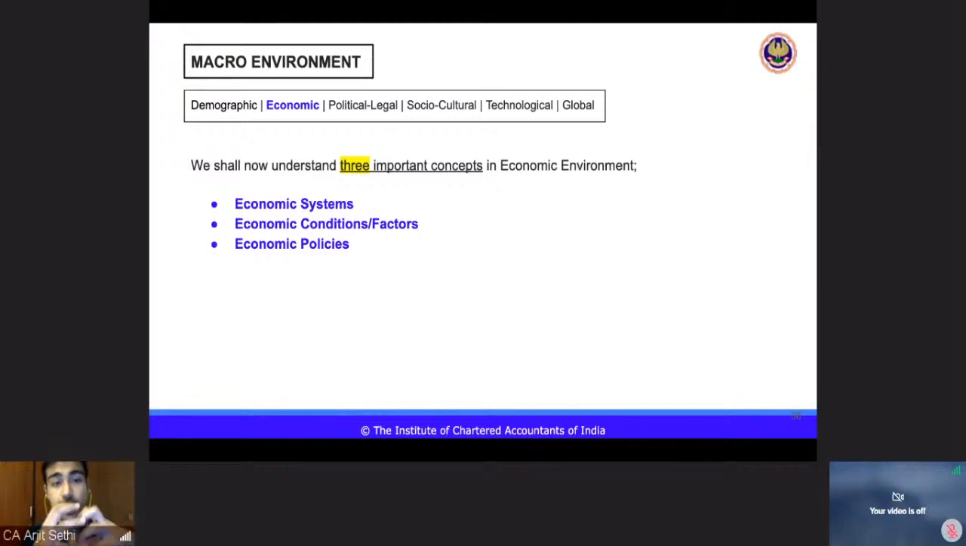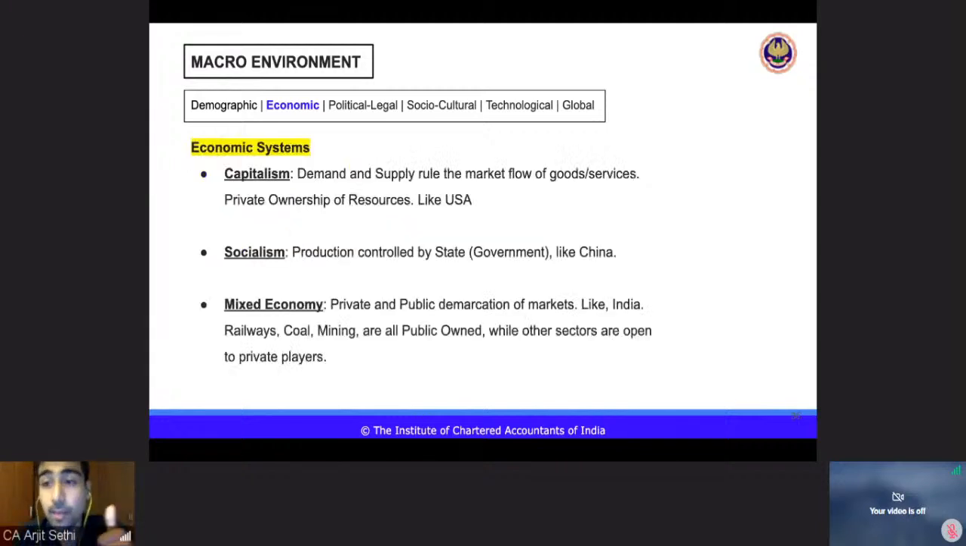Okay, we will touch upon three important concepts in economic environment. The first one is what are different types of economic systems. Then we have what are the different economic conditions and factors, and what are the different economic policies, right? So what are different types of economic systems?